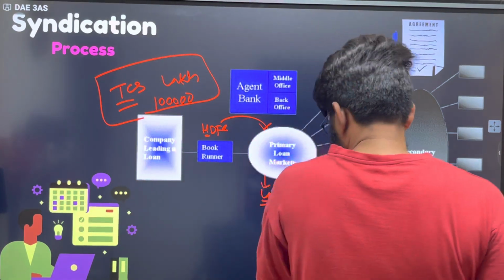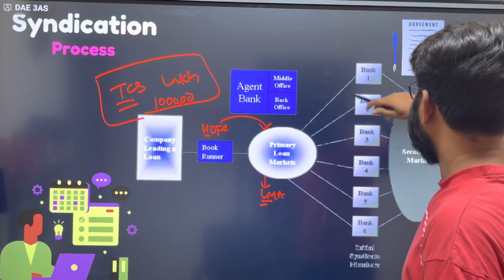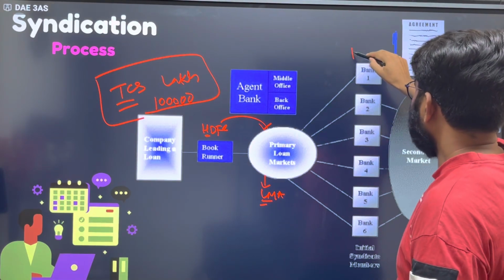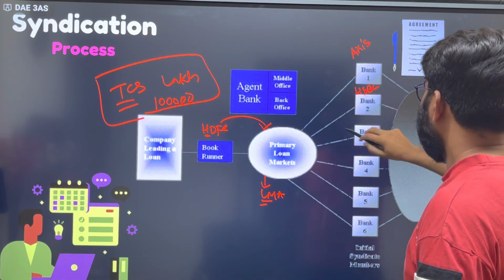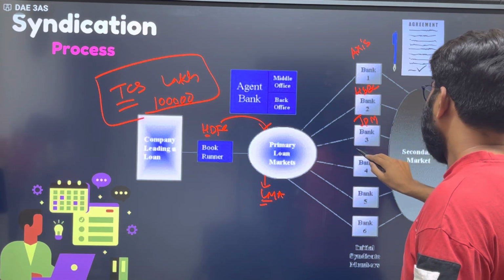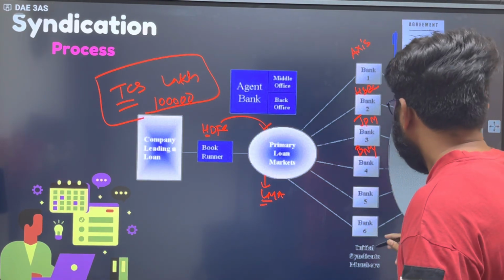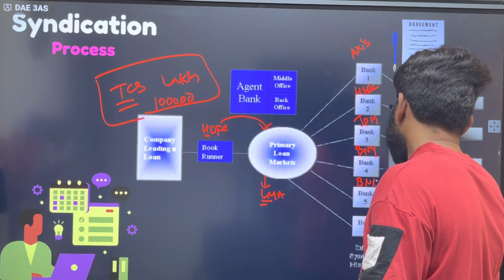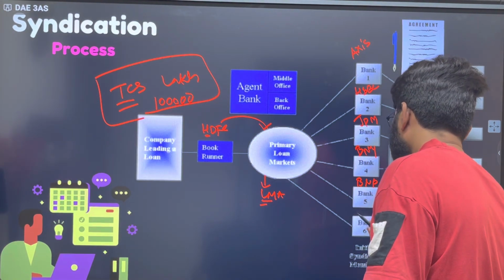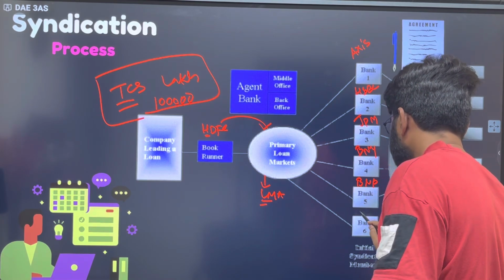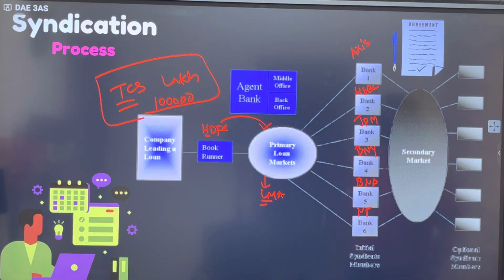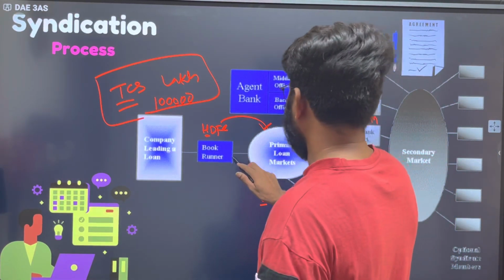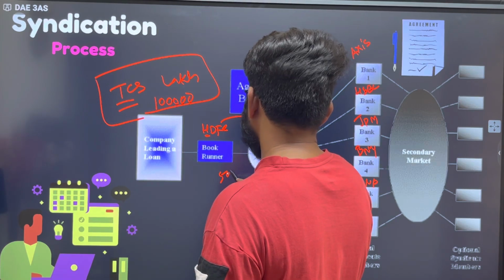Then banks from the LMA market, let's say Axis, HDFC, HSBC, JP, BNY, BNP, or let's say any other institute, NT, Northern Trust. So these are the institutions. Let's say HDFC said they are okay with 50%, meaning 50,000.